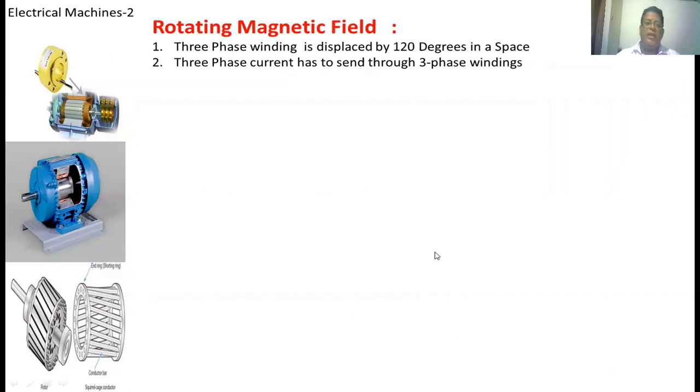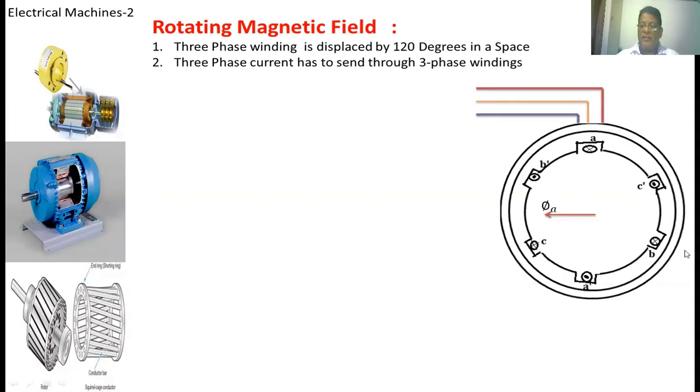To create a rotating magnetic field, it requires a three-phase winding displaced by 120 degrees in space. In that winding, I have to send the three-phase current so that the rotating field will be created. Suppose you are assuming the stator winding is designed for two poles, then the mechanical degree is equal to the electrical degrees.